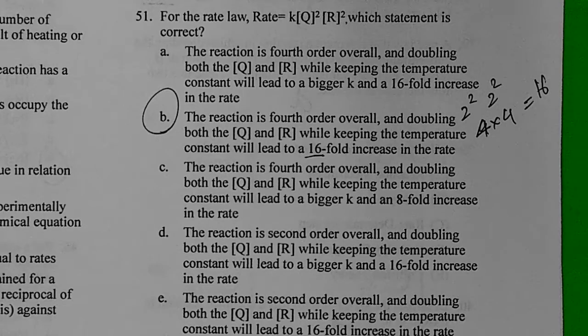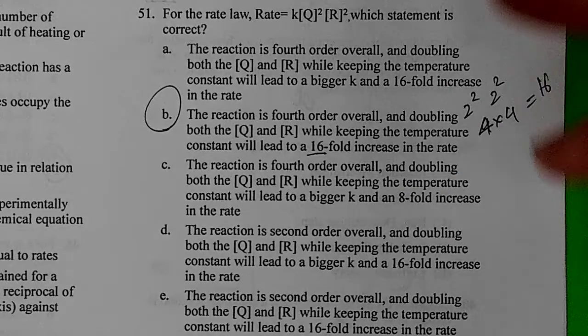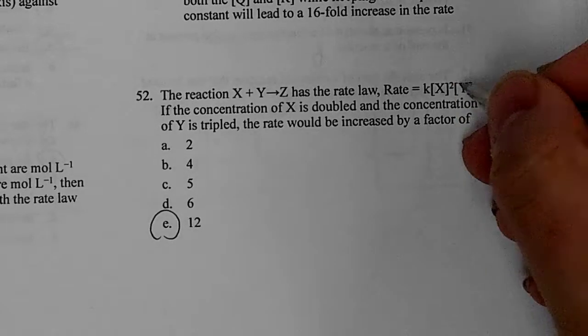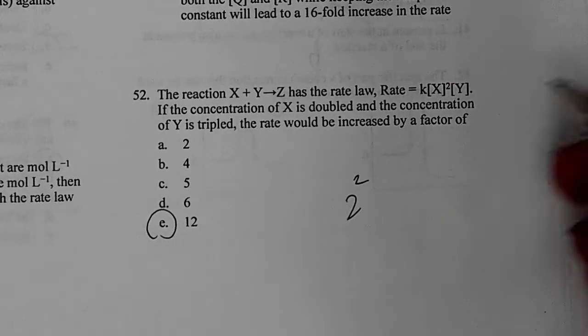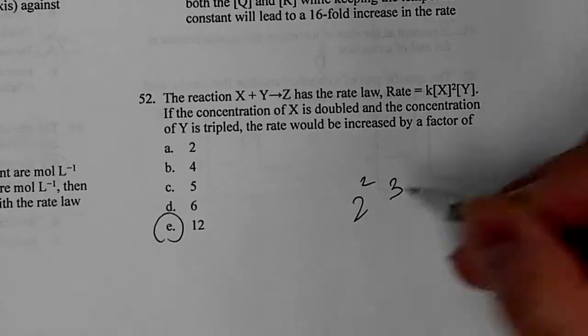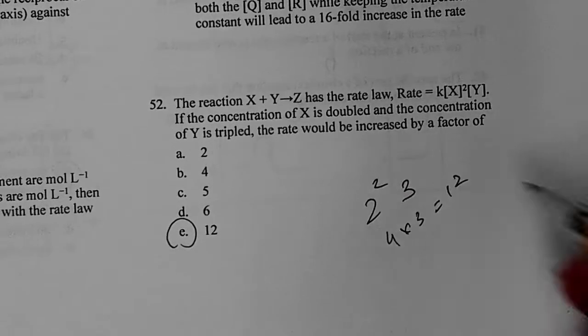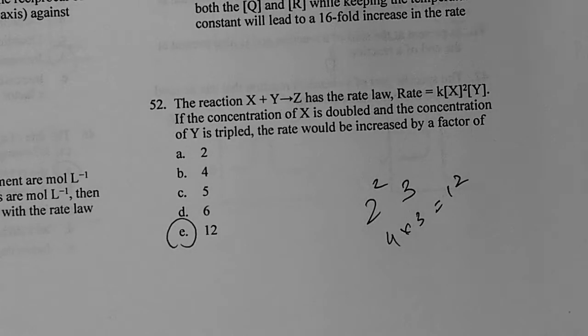52. E. Good. Same idea again. You are doubling and tripling. So X is doubled, so that's a 2 squared. Y is tripled, so just 3. So 2 squared times 3, that's 4 times 3, that is 12 times the rate. Everyone see how it works? Basic math.